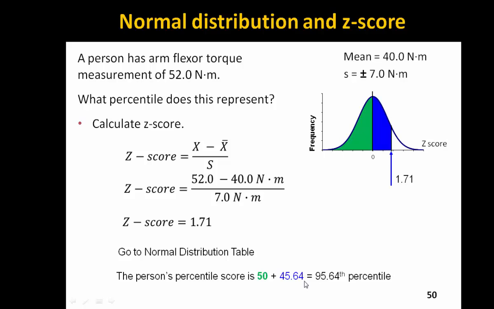The 45.64 value came from the normal distribution table, a table of numbers that matches up a z-score with an area. When we add up these two, we find that this person's percentile ranking was approximately the 95.64th percentile, which means that 95.64% of all of the strength scores were at this person's value and below. So this ends our lecture here on the normal distribution and z-score.